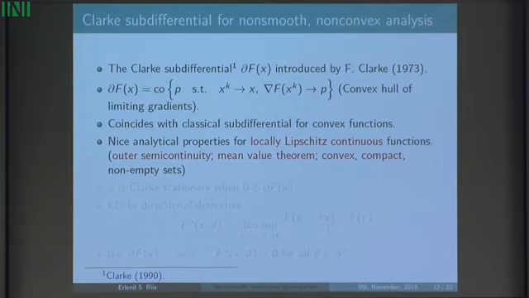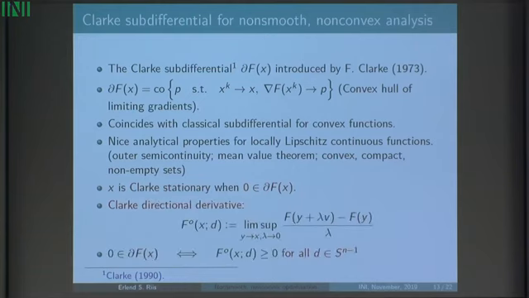And it has nice analytical properties for locally Lipschitz continuous functions. It's a set-valued mapping that's outer semi-continuous. It has a mean value theorem, and the sets are convex, compact, and non-empty. So this makes it quite good for dealing with theoretical questions. And we say that a point x is a Clarke stationary point of f if 0 belongs to the subdifferential. So this generalizes a first-order criterion for smooth functions.